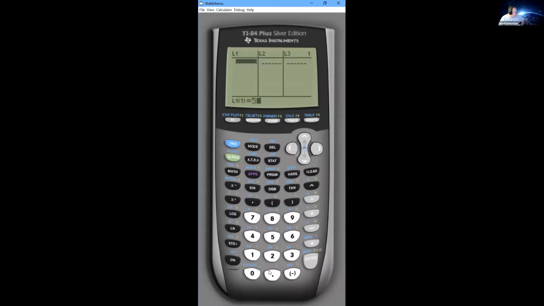So you're going to go 5.1 and enter, then 4.9 and enter, and then 4.87, and then 5.2, and then finally 5.